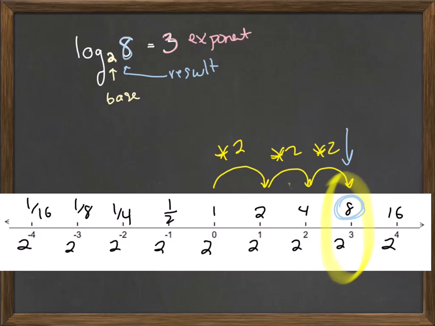Let's practice rewriting log base 2 of 8 equals 3 as an exponential function. So 2 is my base, 3 is my exponent, and 8 is my result. 8 is where we want to land, or where we want to get to. Saying log base 2 of 8 equals 3 is an equivalent expression to saying 2 to the third power equals 8.